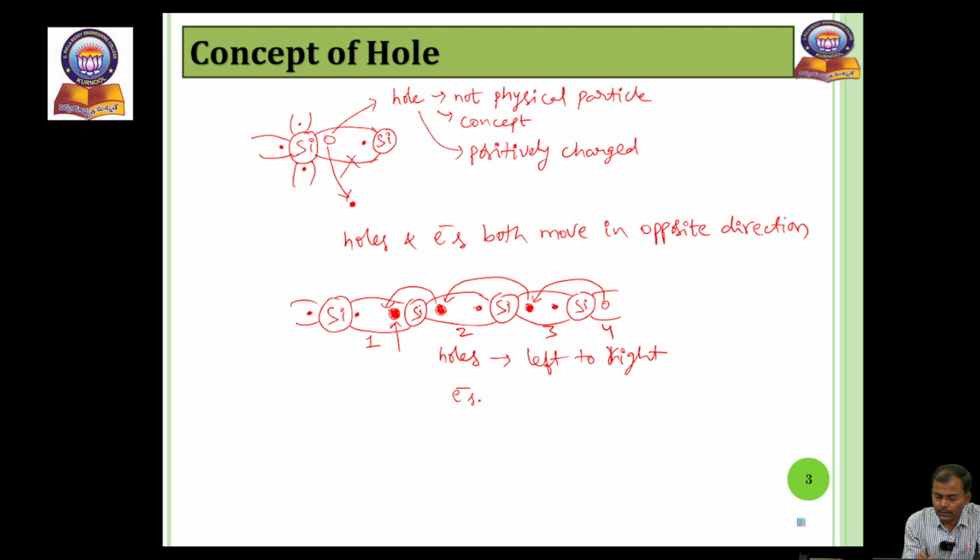Then similarly you can observe the electrons. The electrons are moving from right to left. Initially the vacancy is in the first covalent bond. The electron comes from the second covalent bond and occupies the empty space in covalent bond 1. Then again the empty space is available in the second bond, and it is occupied by the electron from the third covalent bond. So the electrons are moving from right to left. Both electrons and holes are moving in opposite directions.